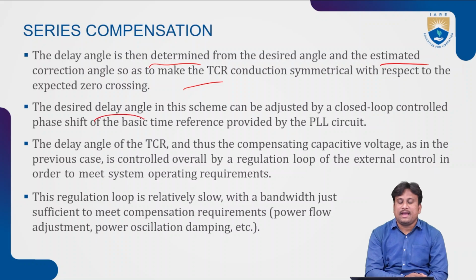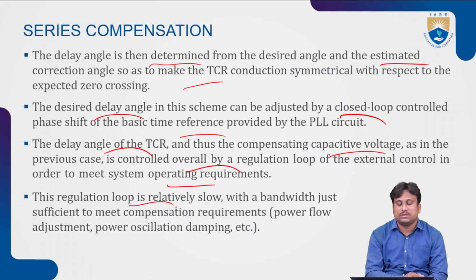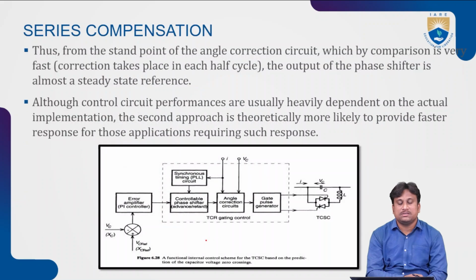So the desired delay angle in this scheme can be adjusted by a closed loop control system, with the basic time reference provided by the PLL circuit. The delay angle of the TCR, and thus the compensating capacitive voltage as in the previous case, is controlled overall by regulating the loop of the external control in order to meet the system operating requirements. This regulation loop is relatively slow, with a bandwidth that is sufficient to meet the compensation requirements. So power flow adjustment and power oscillation damping can be done easily.